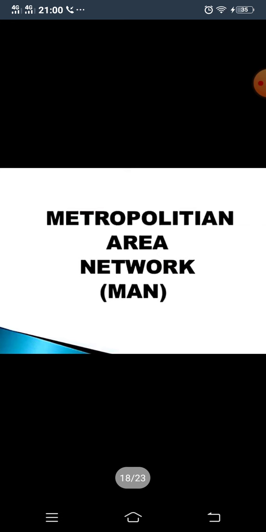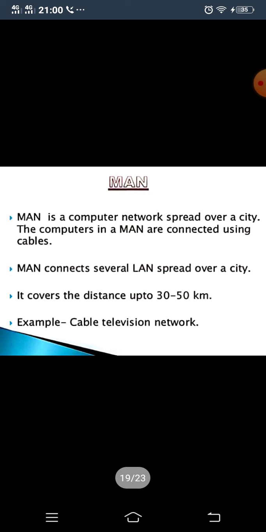Now talking about the metropolitan area network, MAN. MAN is a computer network spread over a city. It is bigger than LAN, but it spreads only over a city. The computers in a MAN are connected using cables. MAN connects several LANs spread over a city. First of all, there is a main computer and four to five, or say ten, computers are connected to that main computer, and they form a LAN. And when different LAN networks are combined, they form a MAN, metropolitan area network, and it spreads over a city.